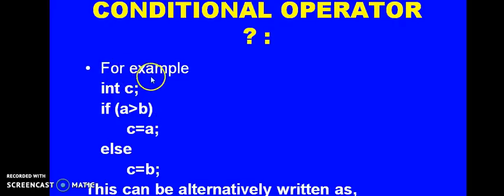For example, if a is greater than b, then c is equal to a, else c is equal to b. This is the code to calculate the greater of two numbers, and this code can be replaced by using only a single statement, by using the conditional operator. If a is greater than b, then expression 1, that is a, will be the output, and if a is greater than b is false, then b will be the output. B will be assigned to c.